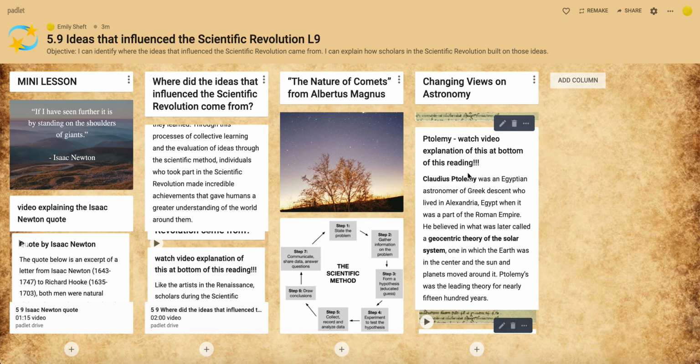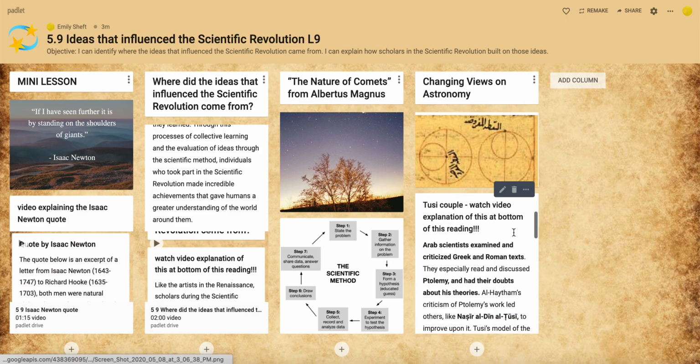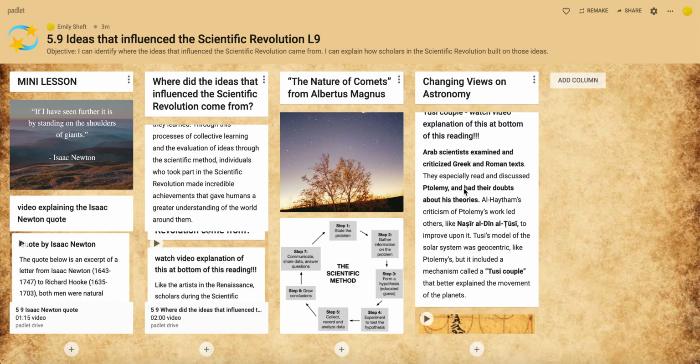And we see scientists and scholars, as we move on to Tusi, we see that these scientists and scholars had their doubts about Ptolemy, so they had to actually look at this person's ideas and they had to read them. So again, collective learning, building on ideas from the people before. And by looking at Ptolemy's ideas, then Tusi was able to come up with his own model. Even though it was geocentric, he had some sort of different ideas about explaining movement of planets. So he built on Ptolemy's idea.